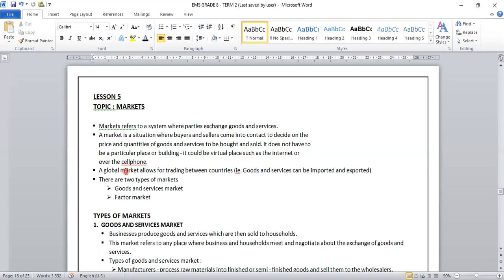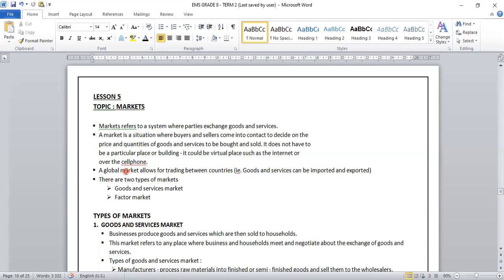Learners, nowadays, markets are not just confined to a specific location. With technology such as phones and internet, buyers and sellers do not need to meet face-to-face in order to negotiate on the exchange of goods and services, but they use more of the online platform. So they buy goods online and businesses sell their goods and services online.